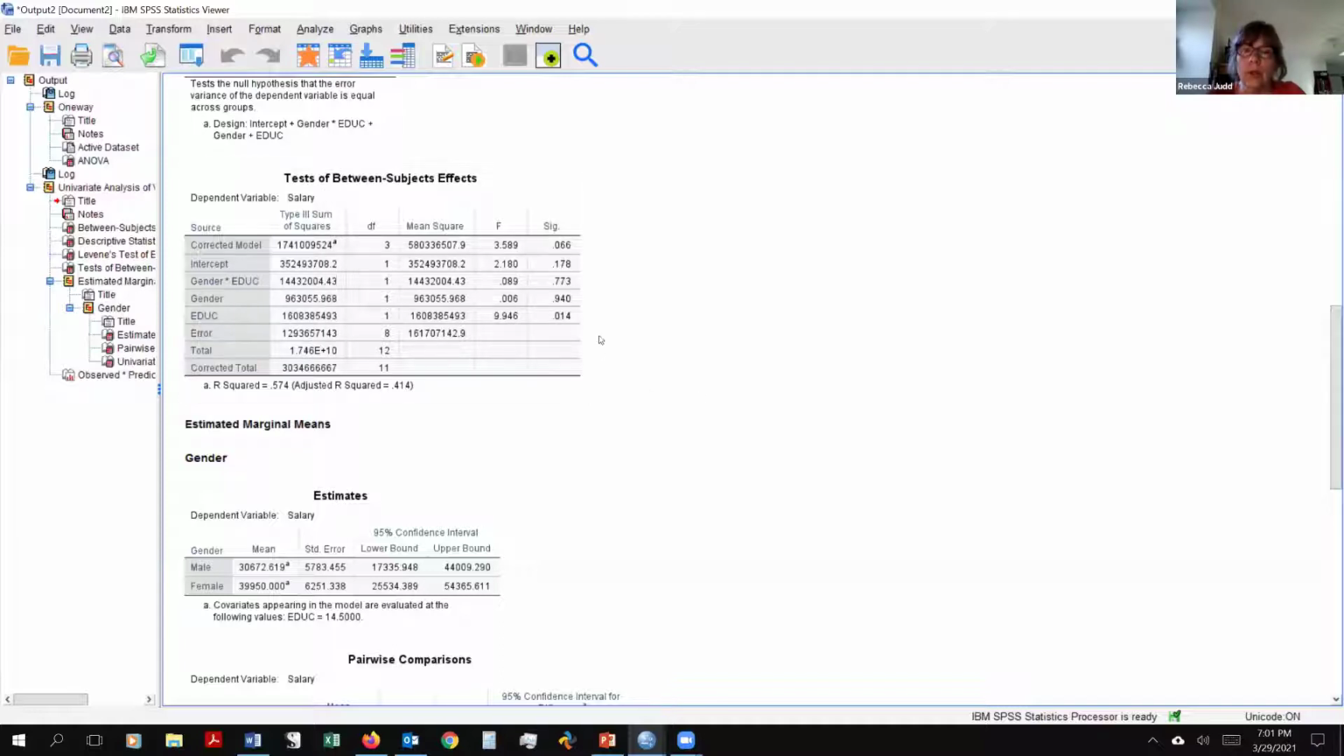So this right here is your post hoc. This breaks it down so that you have that information right there. Okay. When you look at your estimates right here, look at how your mean has changed. Your mean for males now is 30,672, and your mean for females is 39,950. See how that annual income has changed, the mean estimates there? That's because this takes into account the covariance of education. So your estimates take into account how your covariance impacts your mean.